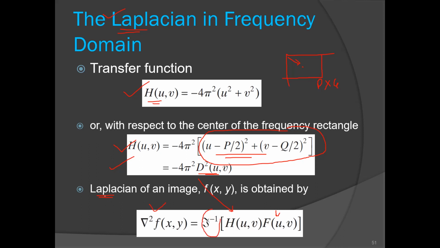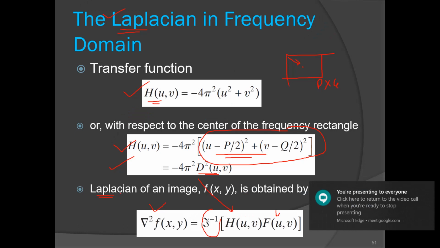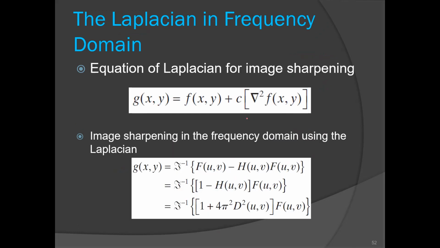We have seen that the Laplacian image looks like an edge image. It has the details, and we either add or subtract that Laplacian image to the original image to get the sharpened image. So the Laplacian image contains the detail, and we add those details to the original image to get the sharpened image.